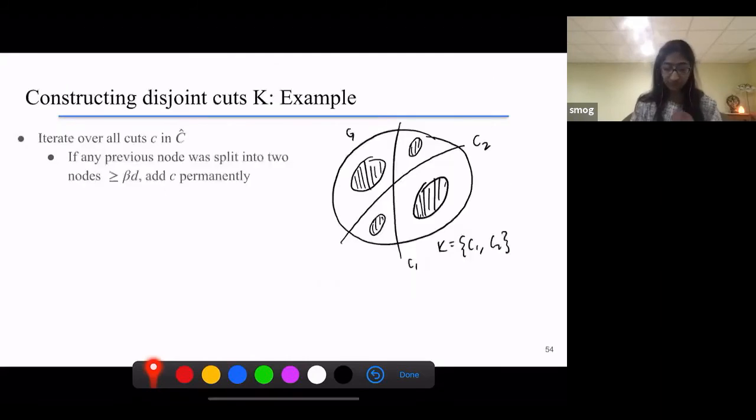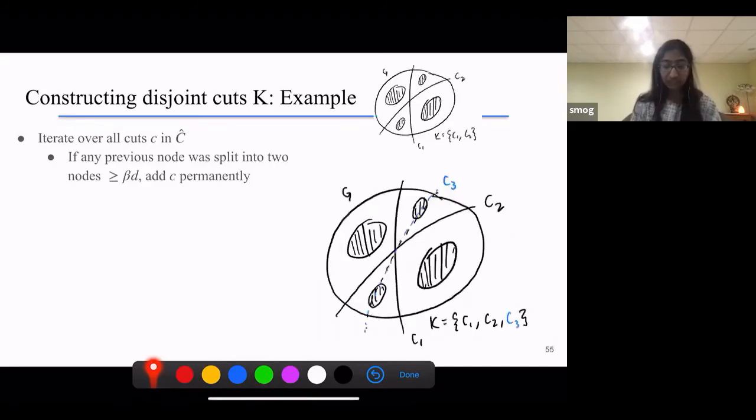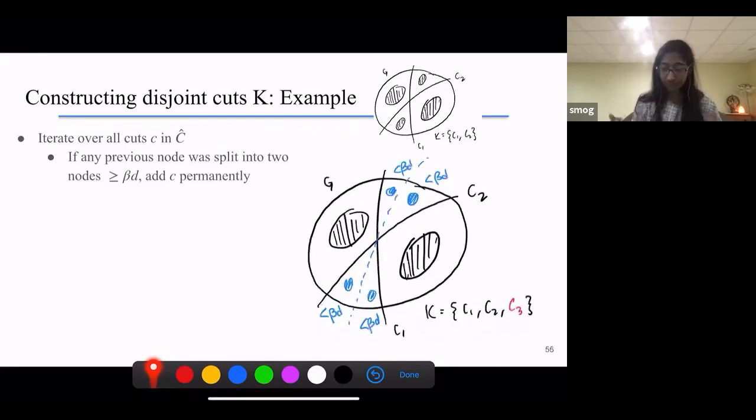So let's go through a couple of examples. Say we're at a point in our construction of K where we have 2 cuts in K, C1 and C2, and then we're going to add other cuts to K and see if they belong or not. Let's first try this cut C sub 3. Let's see how it splits the previous supernodes into new supernodes. And we see that since all of these new supernodes are of size less than beta D, we're not going to add C3 to our set of disjoint cuts because it doesn't fit this criteria.